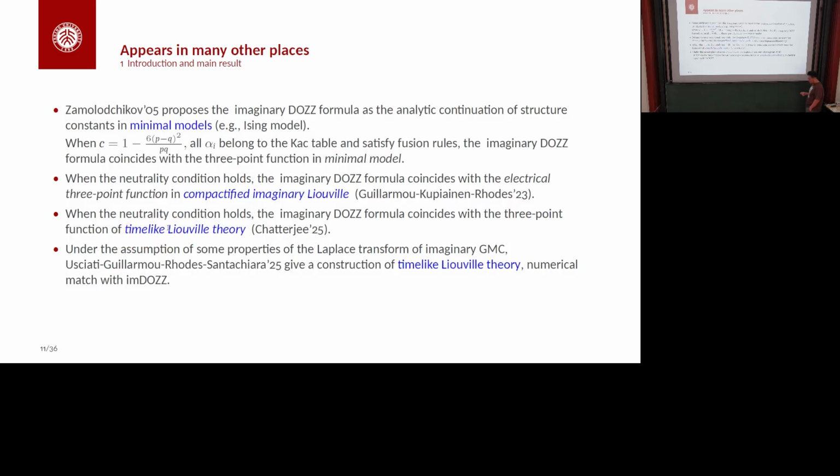And during the last break, I also learned of a work that appeared yesterday, in which Tati, Koman, Hemi, and Ross and Hara give a construction of time-like Liouville theory. In this case, they remove the assumption of the neutrality condition, but they assume some nice properties of the imaginary GMC. They also did some numerical simulation, and actually the 3-point function coincides with the imaginary DOZZ.